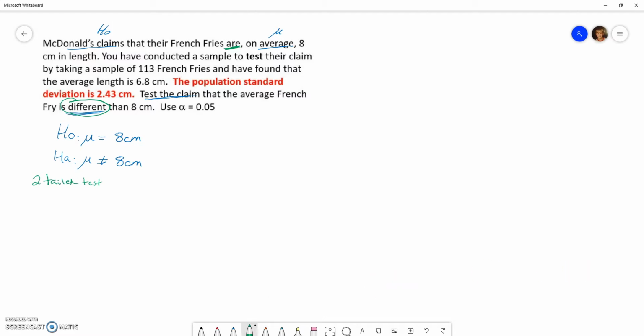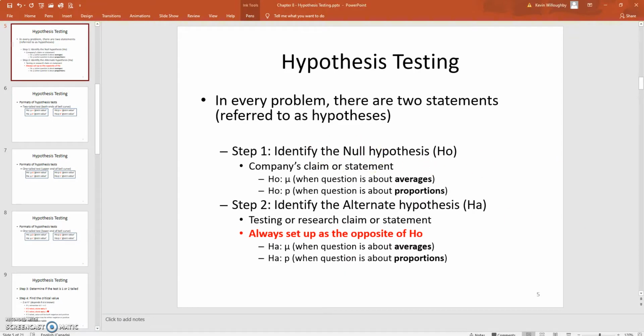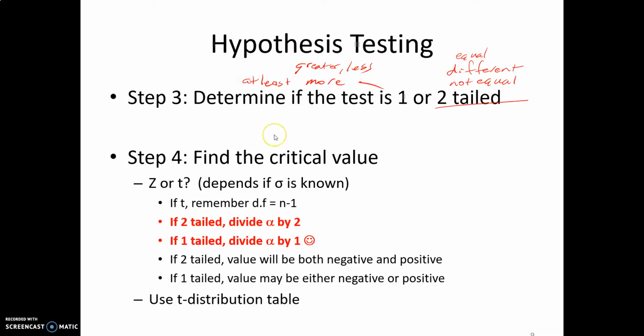So the fourth step to conduct a hypothesis test is to find the critical value. Critical value is one of those Z or T values. Z if we know the population standard deviation, and T if we don't know it, and thence have to use the sample standard deviation. Once again, for T values, remember degrees of freedom equals n minus 1. And the second and third bullet points here are important.